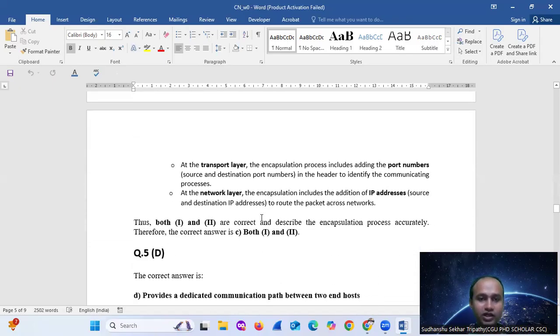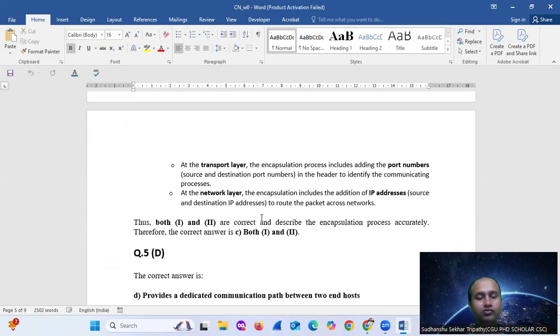So at the transport layer, the encapsulation process includes adding the port numbers, that is the source and destination port number, in the header to identify the communicating processes. And at the network layer, the encapsulation includes the addition of IP address, that is source IP and destination IP, okay, to route the packet across the network.